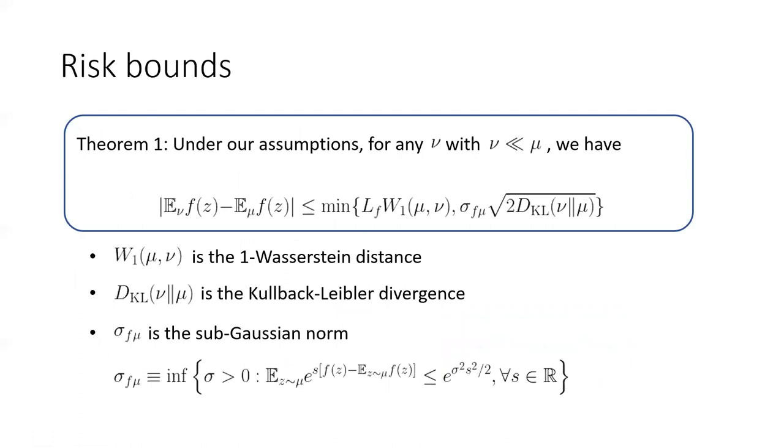Then we have the first theorem here under our assumptions. For any probability measure nu that is absolutely continuous with respect to mu, we have the risk difference bounded by the minimum of these two terms. The first term is related to the Wasserstein distance. This will be defined on the next page. And the second term is related to the KL divergence from nu to mu. It will also be defined next. Here, sigma f mu is the sub-Gaussian norm of the quantity fz. Since we have assumed that f is bounded, it's sub-Gaussian, absolutely. And we can define its sub-Gaussian norm in this way.